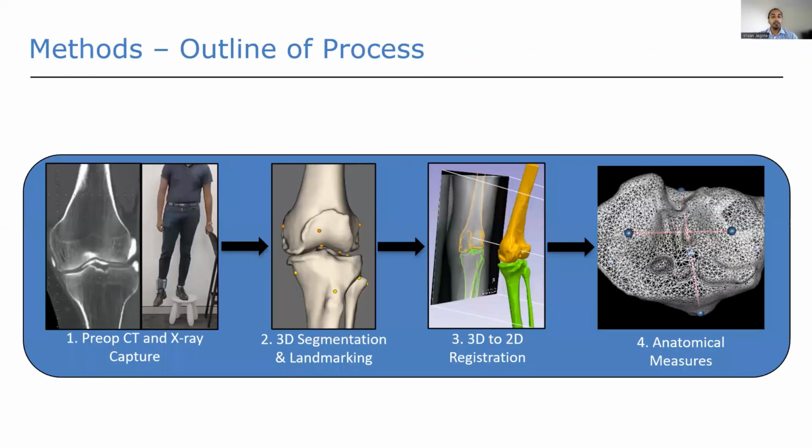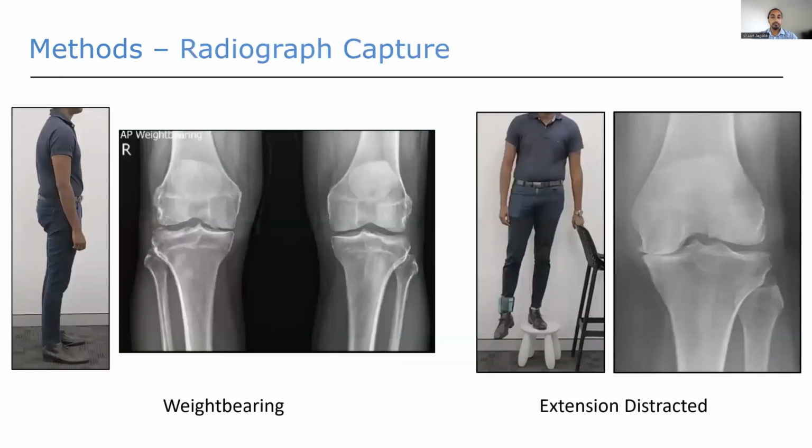In terms of the methods, preoperative CT scans and an AP and extension-distracted radiograph were captured as a part of the surgeon's standard of care. The CT scans were segmented to create 3D reconstructions, which were then landmarked before being registered to the 2D radiographs. Anatomic measurements were then taken. These are representations of the two radiographs, weight-bearing AP on the left and extension-distracted AP on the right.